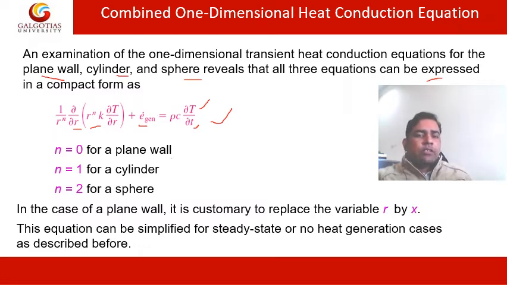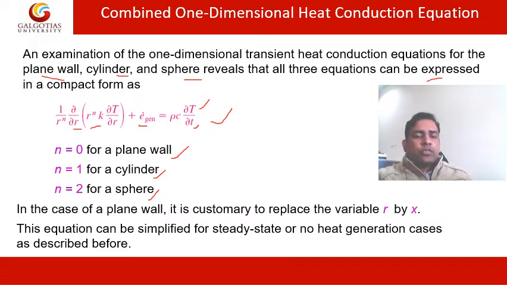In this equation, if we put n equal to 0 for a plane wall, we will get the heat conduction equation for the one-dimensional plane wall, the one that we derived earlier. Then if we put n equal to 1, this equation will be converted into the general heat conduction equation for a cylinder. Then again, if we put n equal to 2, this equation will be applicable to the sphere for one-dimensional heat conduction.